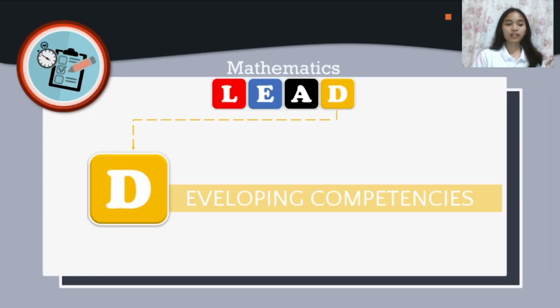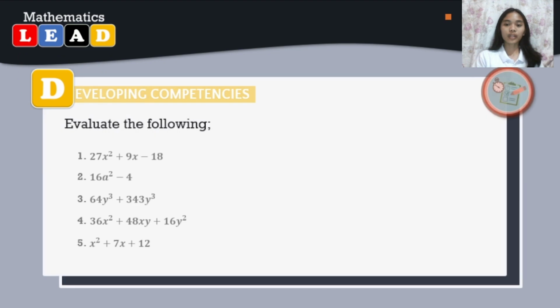And for the last part of our discussion, I will give some questions and you need to try to answer them on your own to know if you understand our discussion and also to develop your understanding about our topic, which are the polynomials with common monomial factor, difference of two squares, sum and difference of two cubes, perfect square trinomials, and general trinomials. So here are the following questions.